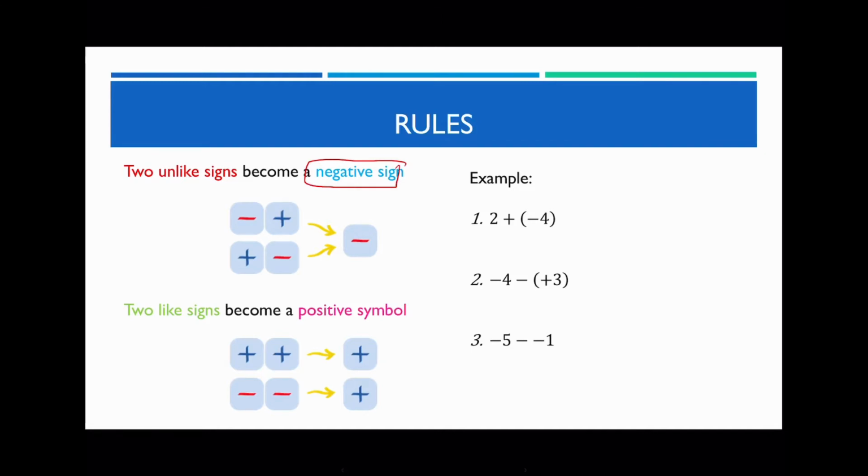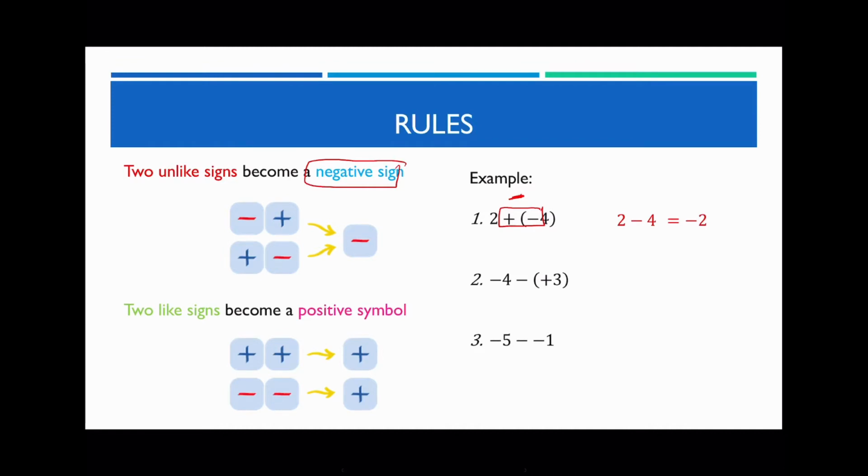So for instance, in our example over here, if our question was 2 plus -4, these two symbols are right beside each other. And because these are two different signs, this now becomes a subtraction sign. So it's read as 2 take away 4. And you know that 2 take away 4 is equal to -2.